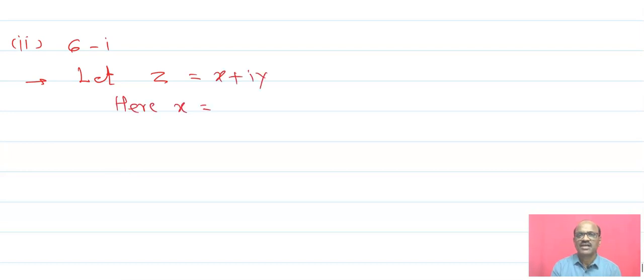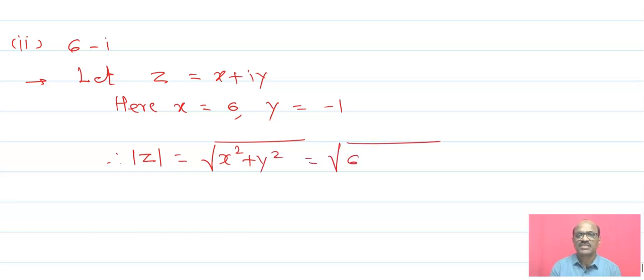Next is number 2, 6 minus i. Let z is equal to x plus iy, where here x is equal to 6 and y is equal to minus 1. Modulus of z is equal to root of x square plus y square, that is root of 6 square plus (minus 1) whole square, 36 plus 1, that is the root of 37.